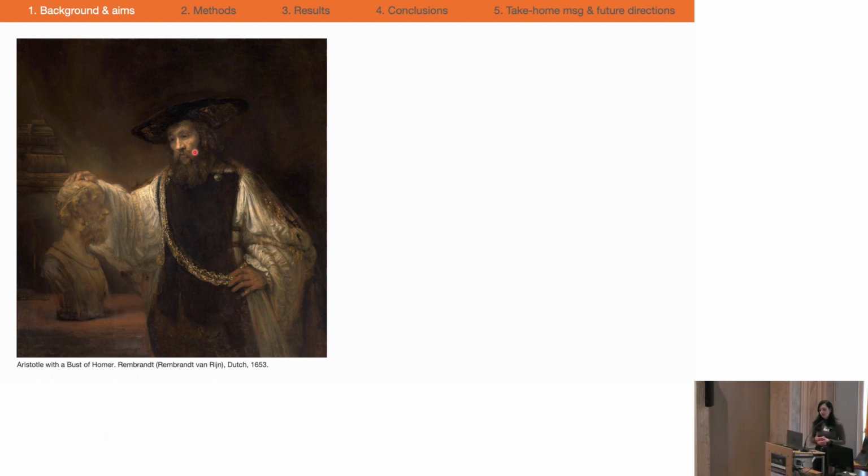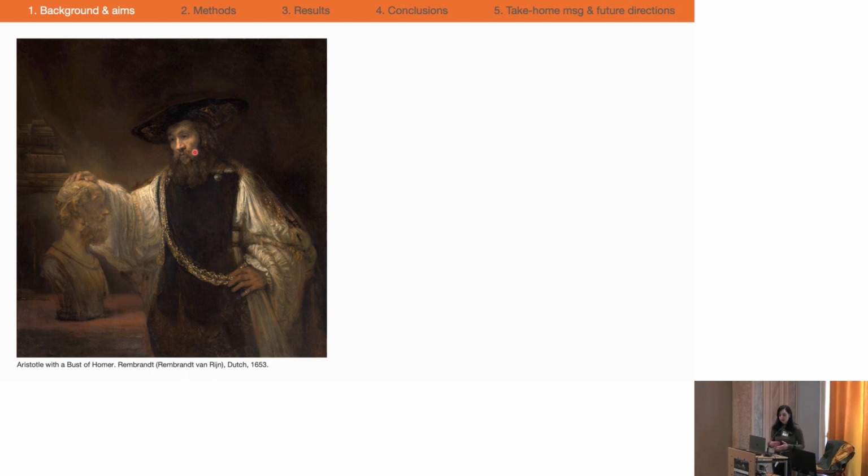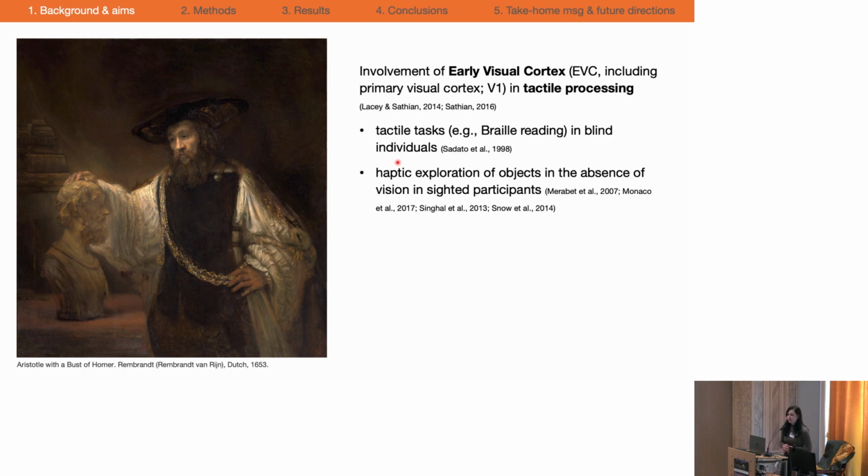In addition, there are many situations in which both systems work together to support object recognition, as illustrated, for example, in this nice painting where both seeing and touching are involved at the same time. So these observations highlight the close interplay between vision and touch for object recognition, which opens up the possibility of multimodal processes.